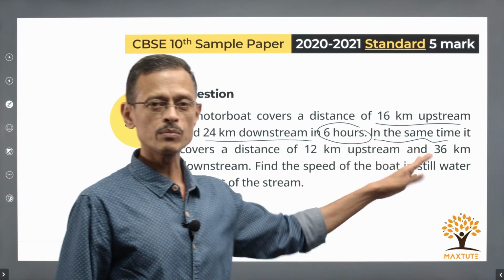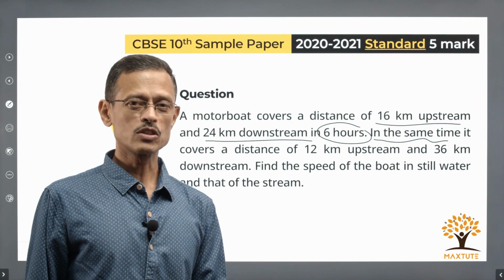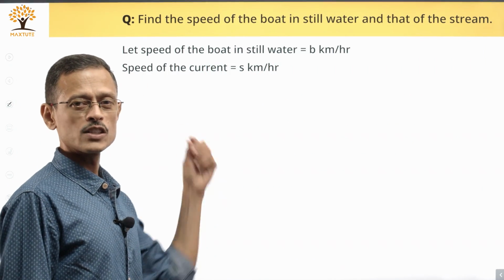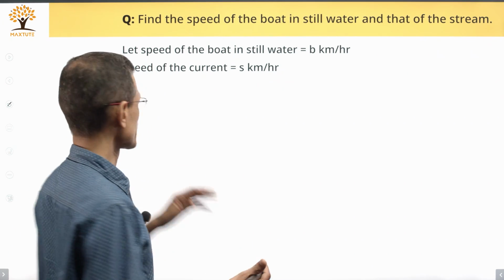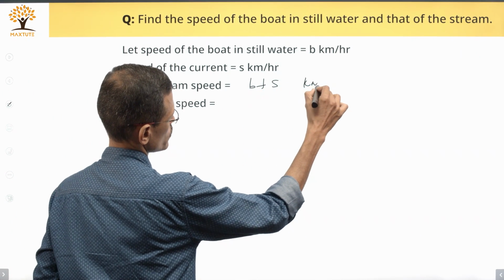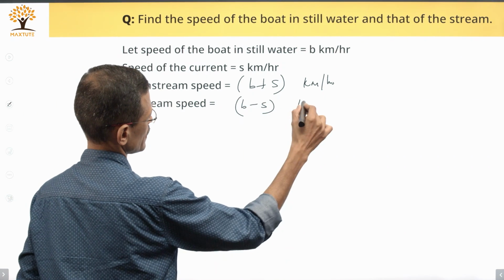We need to find out the speed of the boat in still water, and we need to find out the speed of the stream. So let's assign two variables for it. Let's call the speed of the boat in still water b kilometers per hour and the speed of the stream s kilometers per hour. So downstream and upstream speed respectively will be b plus s kilometers per hour and b minus s kilometers per hour.